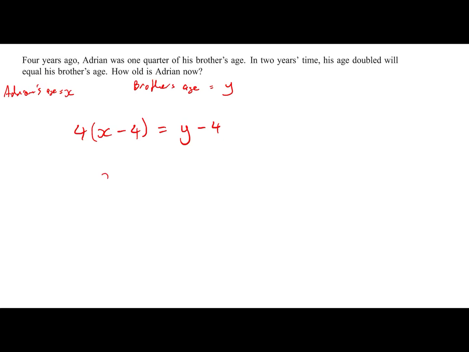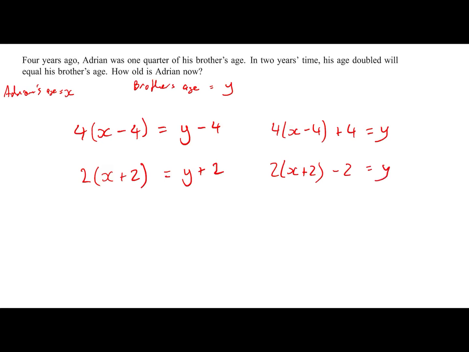I'm also told in 2 years' time, so how old is Adrian in 2 years' time? He's 2 years older. His age doubled, so if I double his age, it will be equal to his brother's age at that time. So his brother's age at that time will be Y plus 2. Just a simple rearrangement of those equations. I'm going to get 4 times (x minus 4) plus 4 is equal to y. And 2 times (x plus 2) minus 2 is also equal to y.